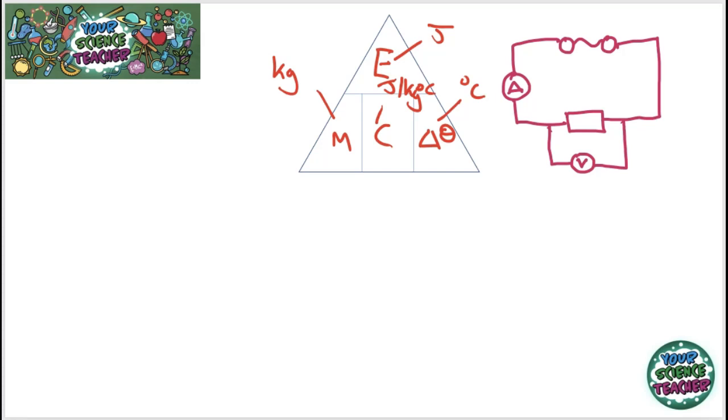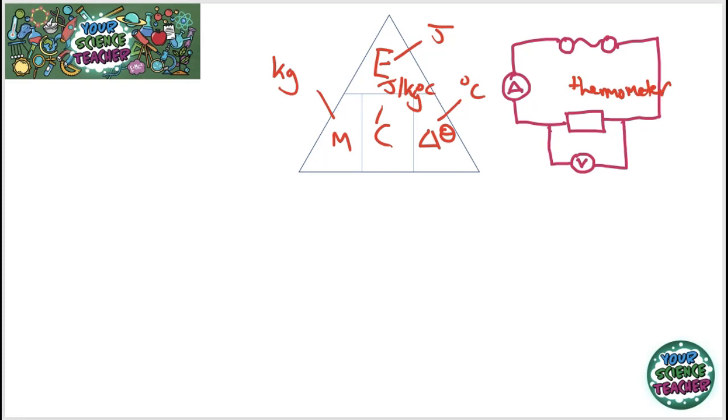So I've drawn a little bit of how I would set up my circuit in order to work out my specific heat capacity. Here I've got my ammeter and my voltmeter. I have a power pack, and I'd also have a thermometer here to measure the temperature of my material.